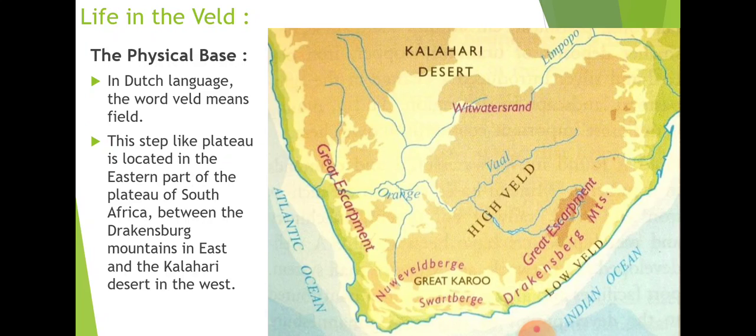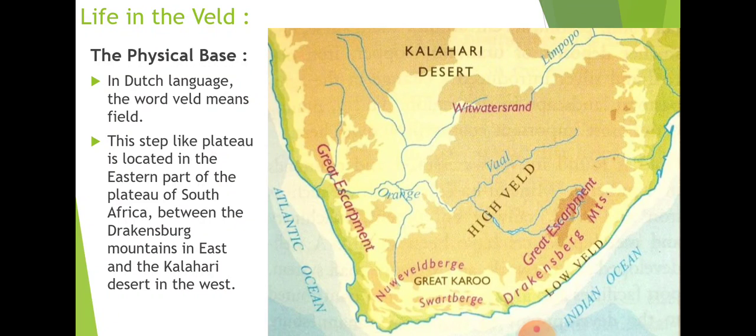Now here you can understand that the plateau is the oldest physical form of the earth, and the Witwatersrand contains coal, manganese and gold. These are the precious minerals found in the high veld. It is named Witwatersrand. This is one of the hills of the high veld.